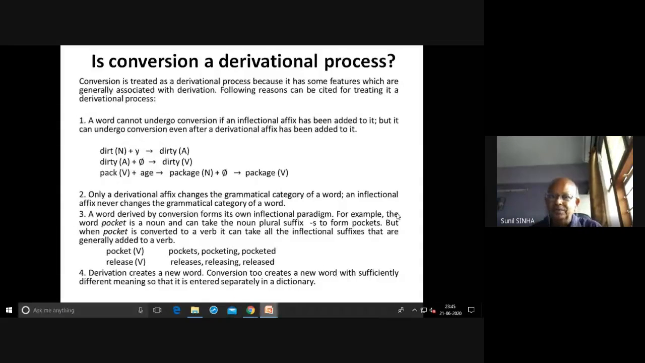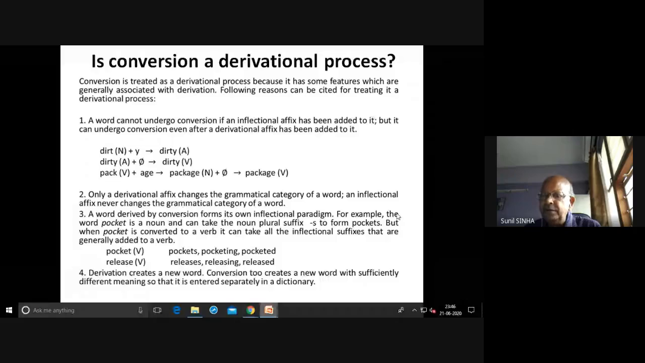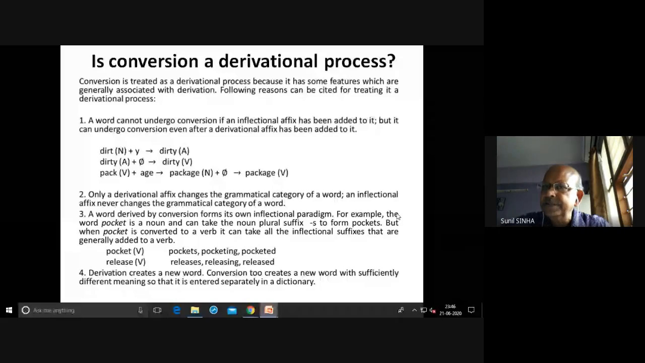And we find all these features of derivational morphemes in zero morpheme also. Whatever features we found with derivational morphemes, we find with zero morpheme also. That is, by adding a zero morpheme to a word, we change the class of a word. So this is a derivational process. Conversion is also a derivational process. I hope I am clear.